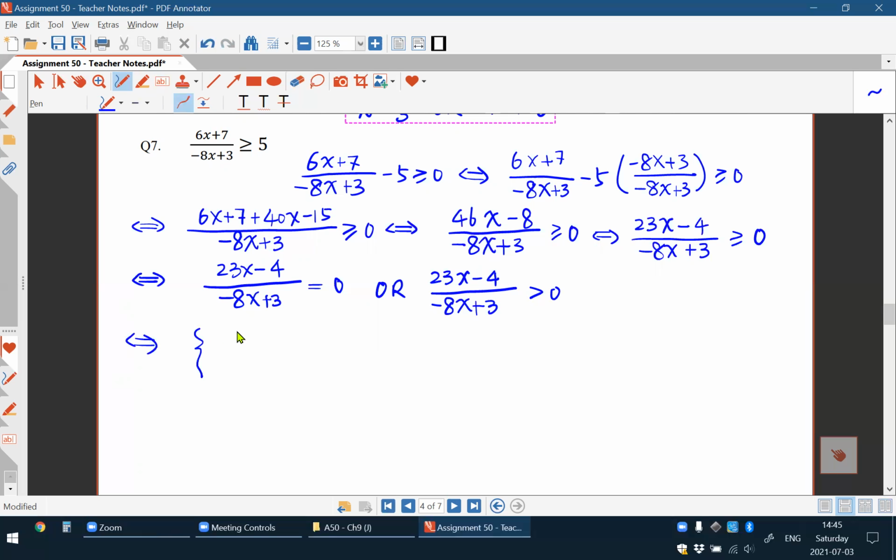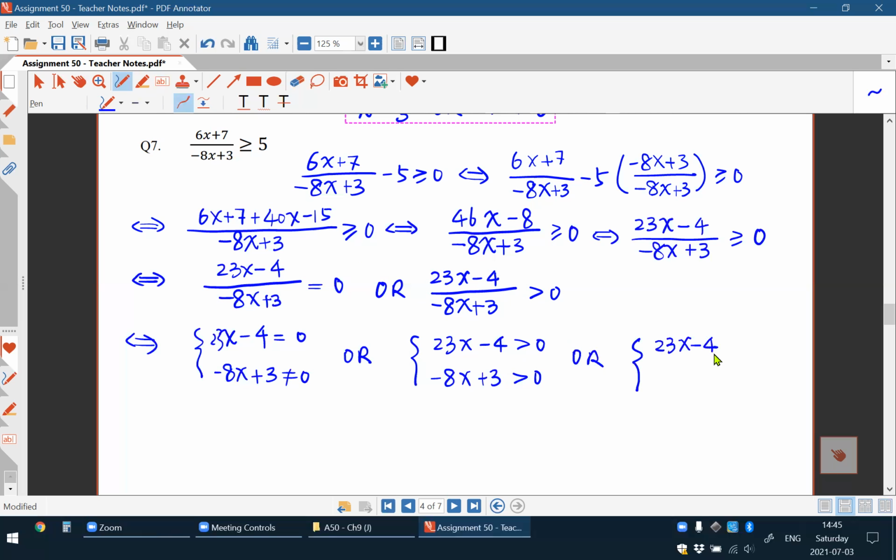So the solution of the equation is 23x minus 4 must be 0, and at the same time, minus 8x plus 3 cannot be 0. Or if you have a ratio that is above 0, that means the signs in front of the numerator and denominator should be the same, right? So we can either have a positive numerator and a positive denominator, or you can have a negative numerator and at the same time a negative denominator, right?